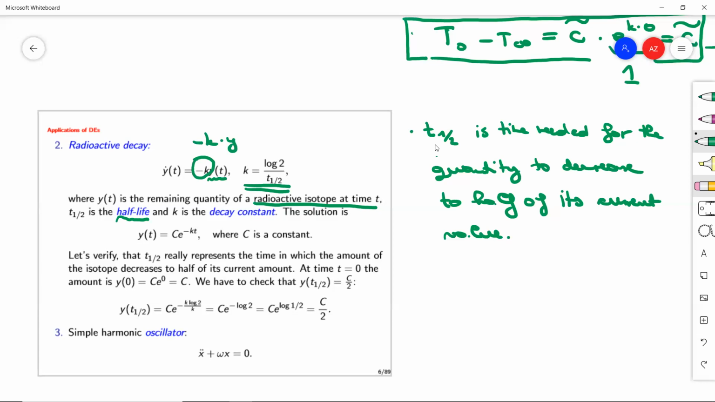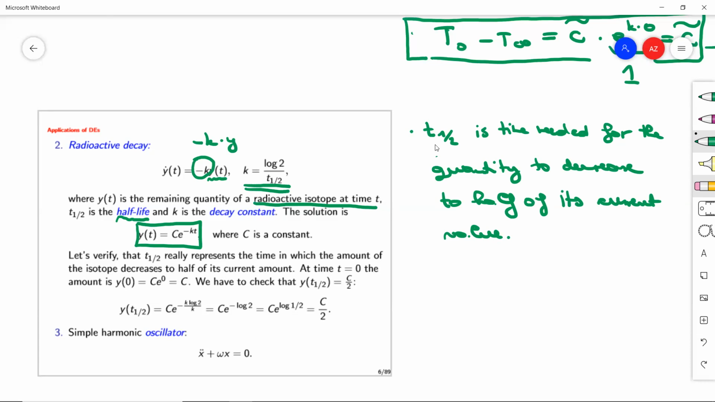Again, it's a differential equation of separable type. So we can put all y's on one side and all t's on the other. And what we get is, the solution is, again, an exponential function. It is c, some constant, times e to the power of minus kt.